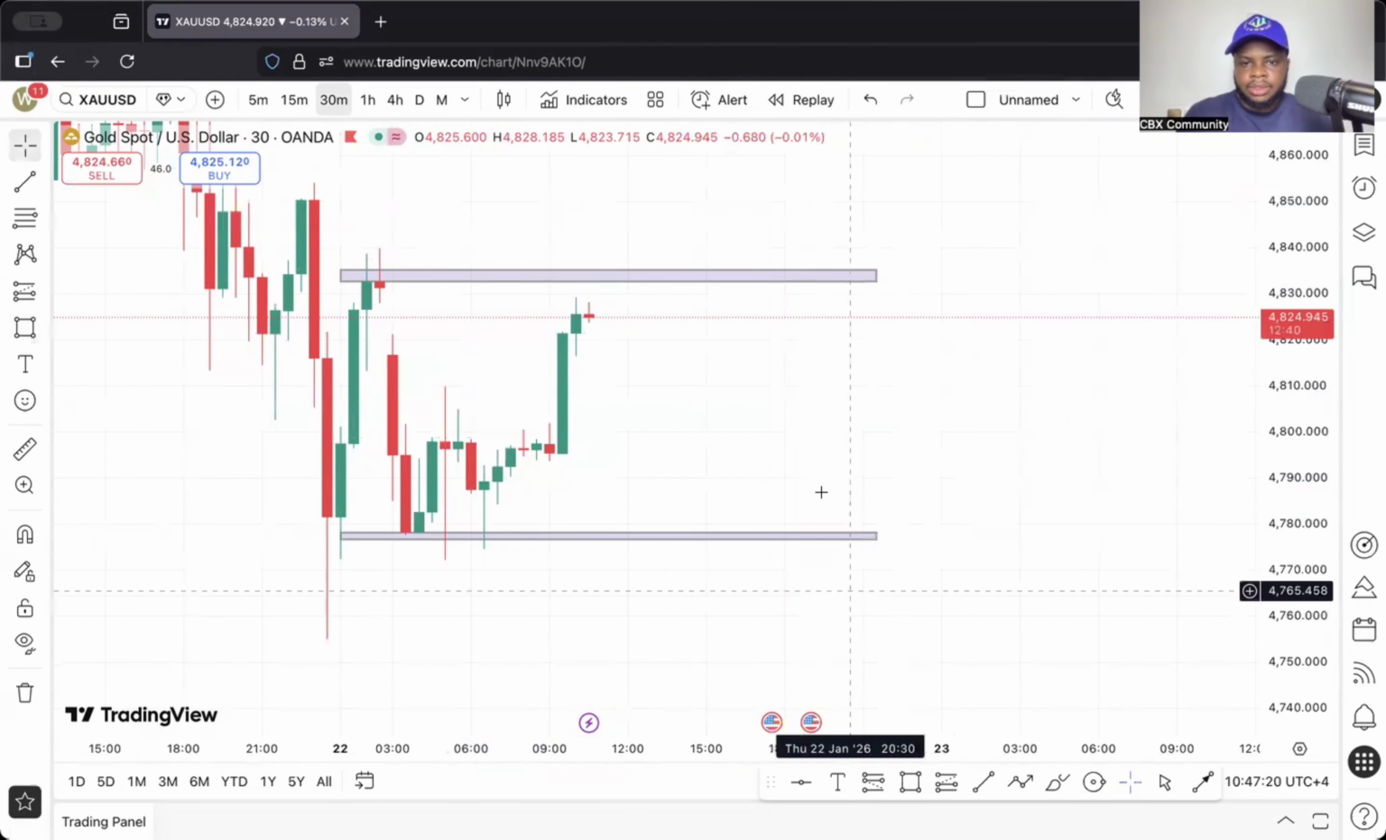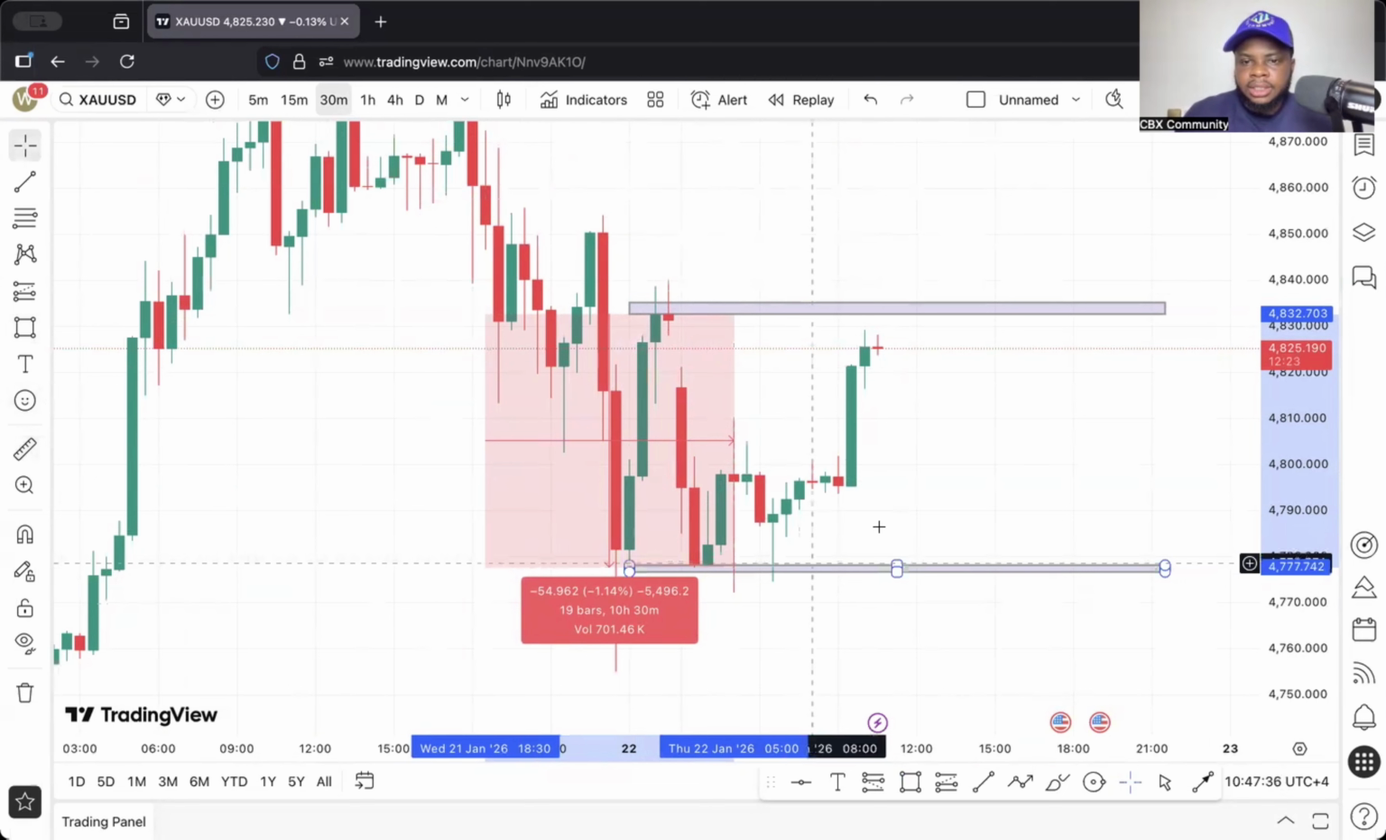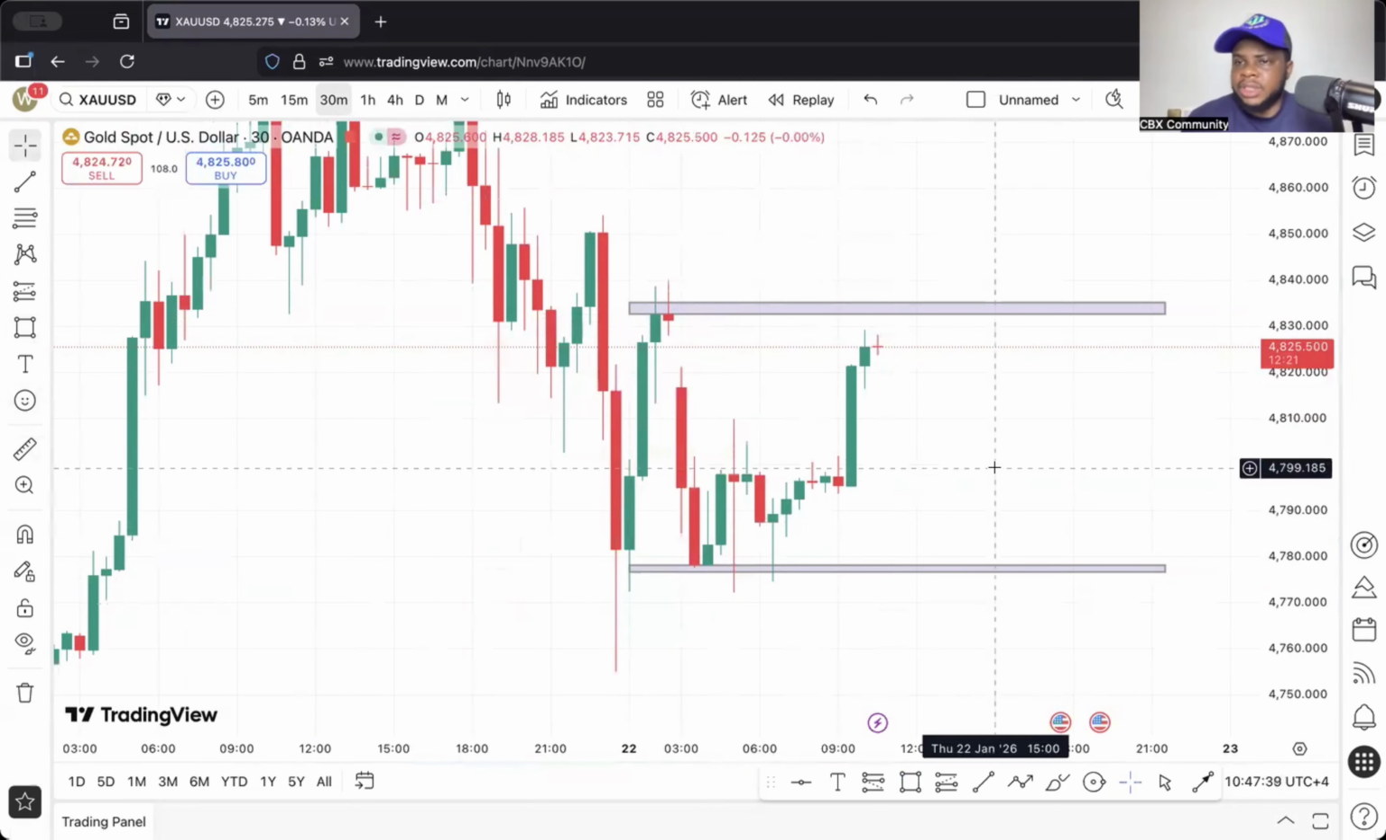So let's measure from this resistance zone down to this support zone. Let's see the range. So we are looking at a 540 pips range between the resistance and the support, and 540 pips is huge. So the best thing is just for us to wait.